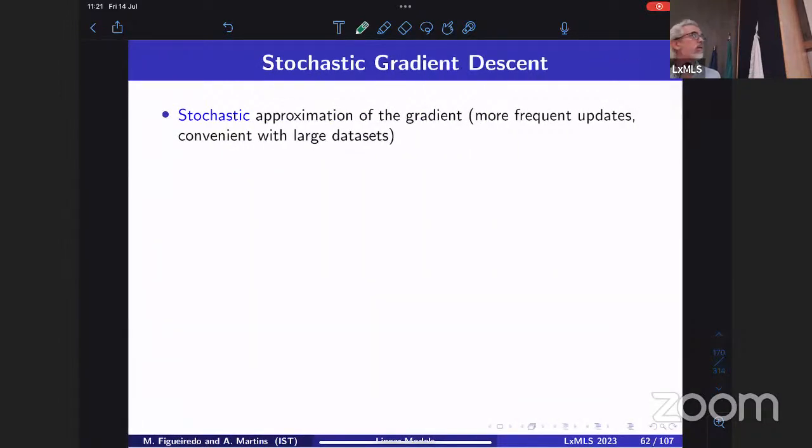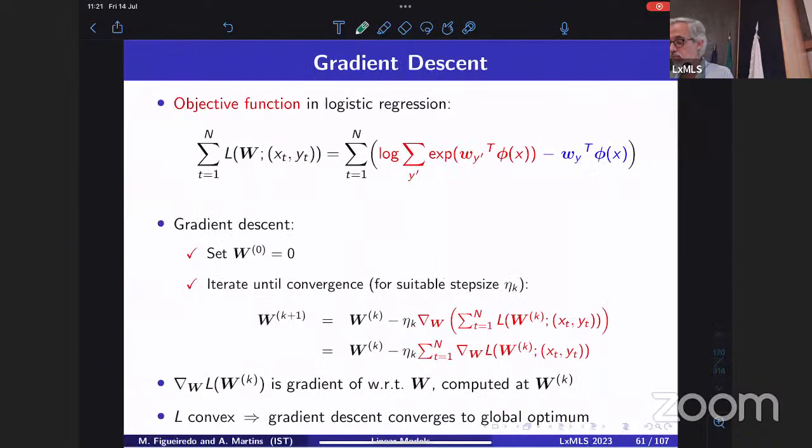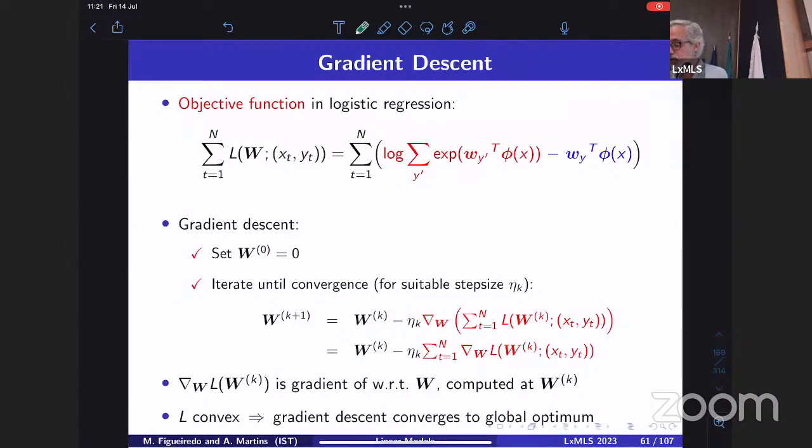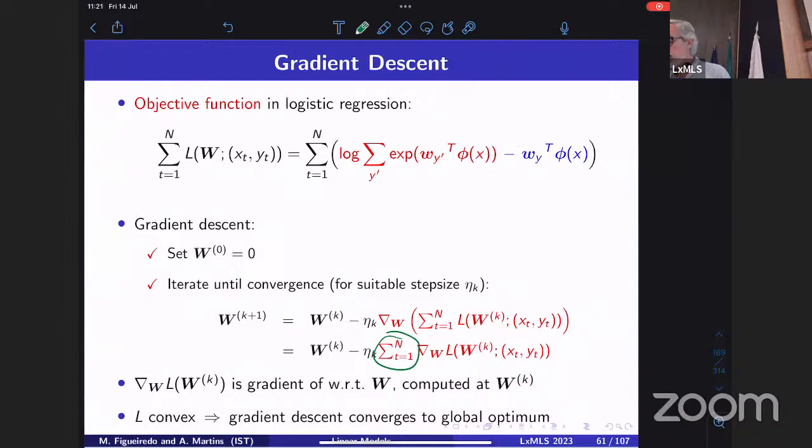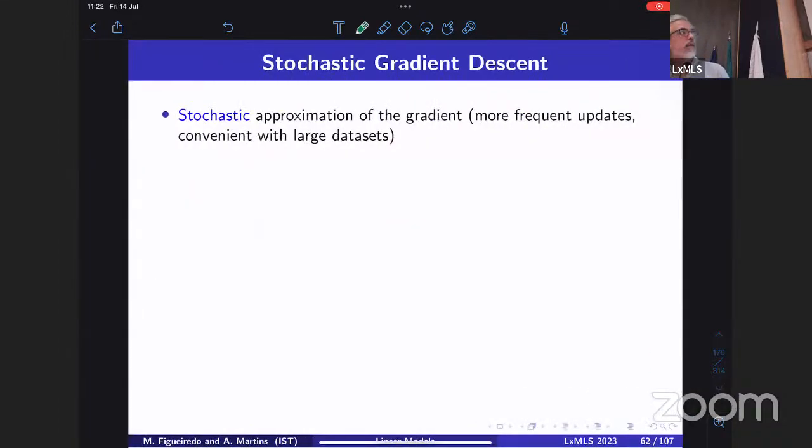An alternative, which is the more modern alternative, and the one you actually need to use if you have a very large data set. Notice that if n is really large, this sum can be very expensive. If you have a million data points, you compute the gradient of the loss with respect to each data point, and then you need to sum across all the million points. It's very expensive. So one alternative that goes back to the 50s is called stochastic gradient descent.